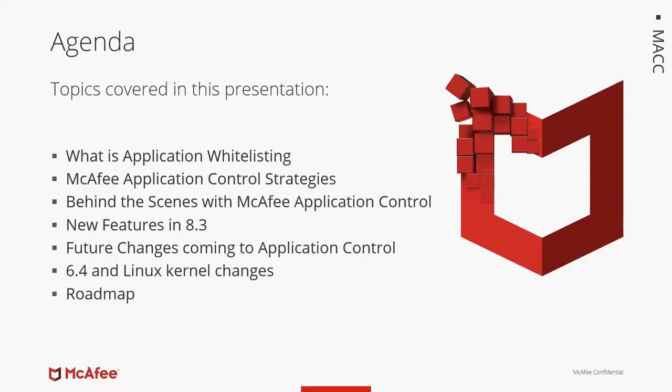Hey guys, how's it going? Today's agenda: we're going to talk about application whitelisting, McAfee Application Control strategies, and a little bit behind the scenes of app control, which will show you new features in 8.3 that's coming. We'll show you some other future changes to app control that will be after 8.3, and we'll discuss a little bit about 6.4 in the roadmap.